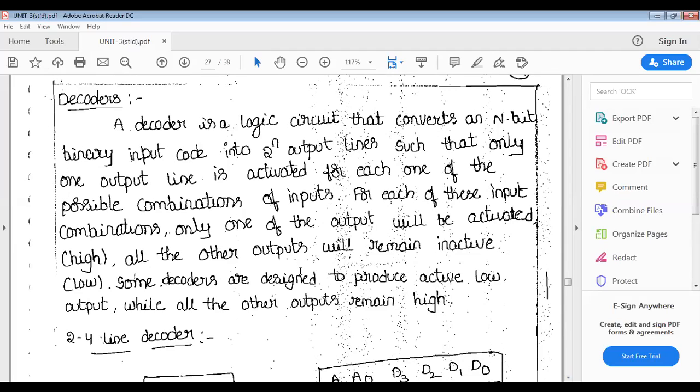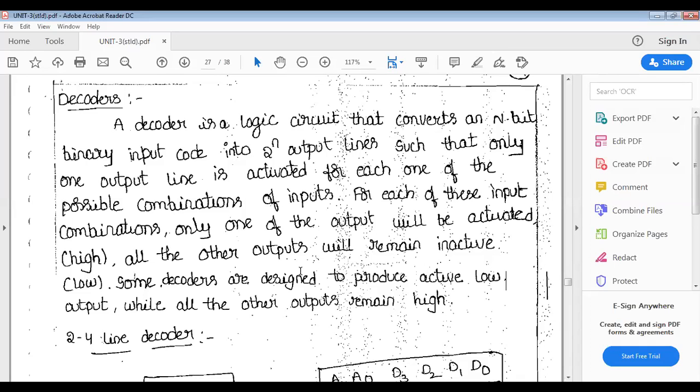A decoder is a logical circuit that converts an n-bit binary code into 2 power n output lines. It is the reverse operation of the encoder. The encoder has 2 power n inputs and n outputs; now it is reversed: n inputs and 2 power n outputs, such that only one output line is active, activated for each one of the possible combinations of the inputs.